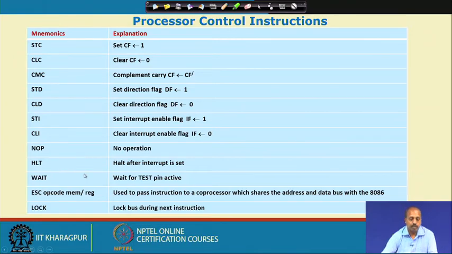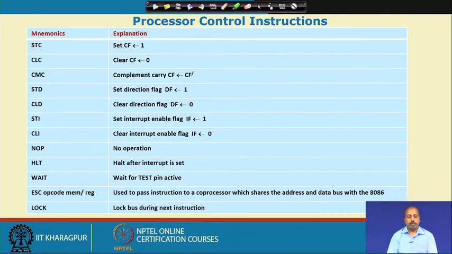Then you have got the halt instruction, which halts until an interrupt occurs, and the wait instruction, which waits for the test pin to become active. As long as the test pin is high, it will remain in the wait state. When the test pin becomes low, the condition is true, so it will come out.